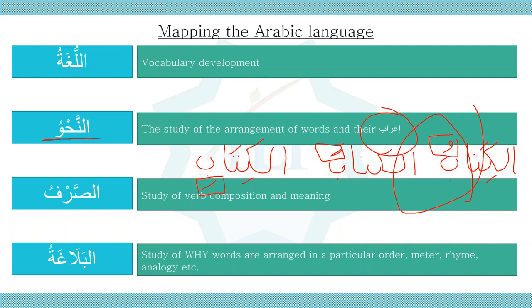As-sarf is basically taking root words, root verbs, most commonly three-letter root verbs, and morphing them. As-sarf is commonly translated as morphology. So you morph them or change them into other forms in order to bring other meanings. So when it comes to as-sarf, we have this word we've talked about before.